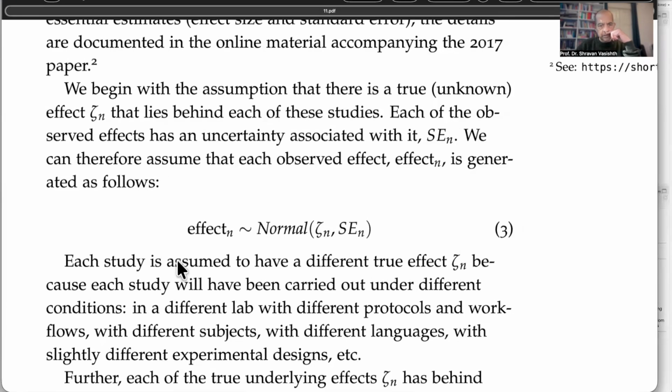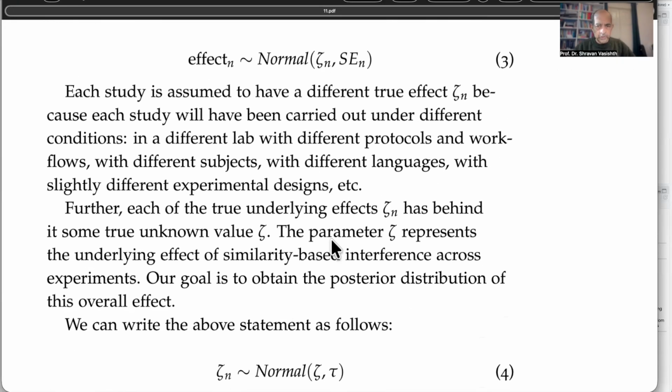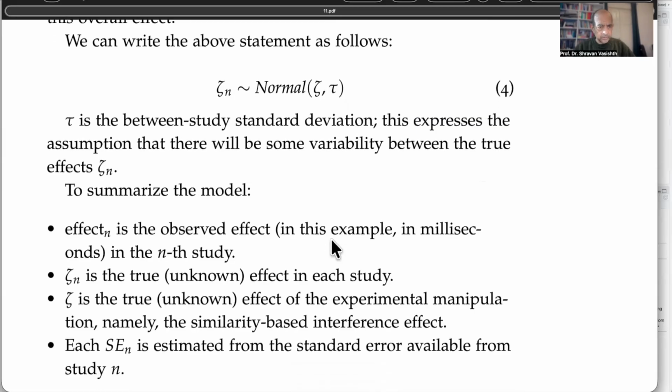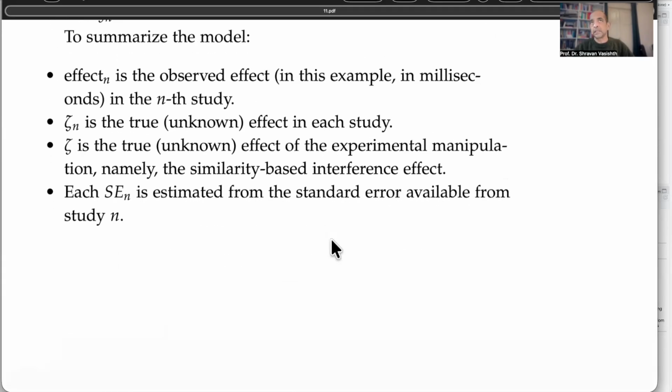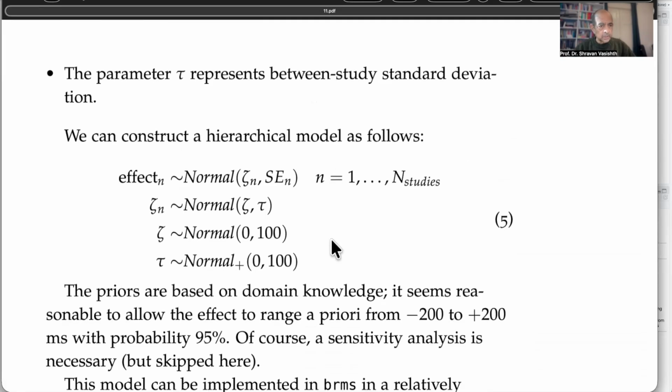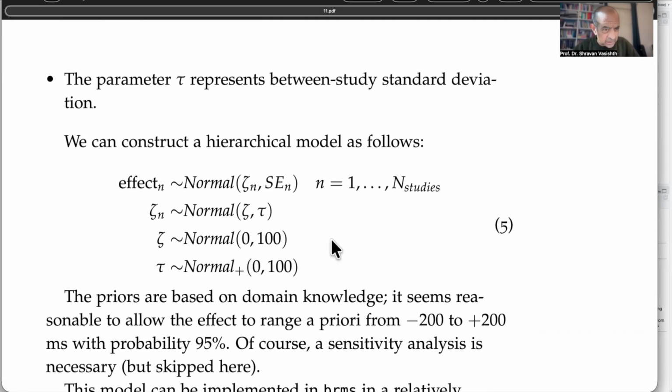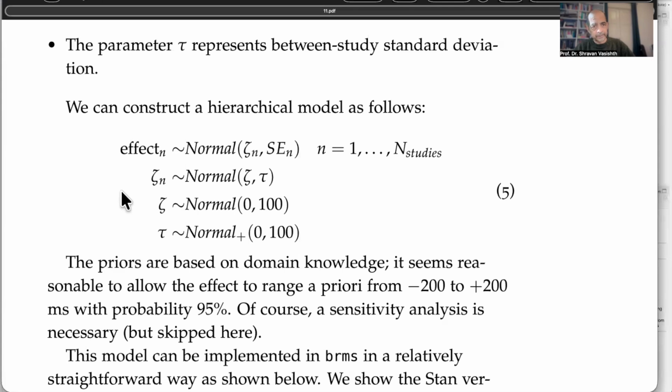So here's the model again. There's the effect size estimated from each study and the standard error estimated from each study. And we're going to implement this model now. First of all, we're going to implement it in brms, then I'll implement it in Stan. So why am I repeating all this information? Basically, I'm just presenting the whole model in one place here.